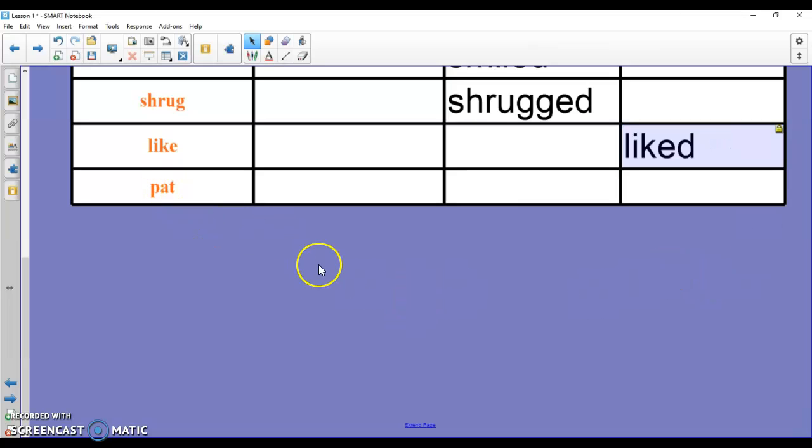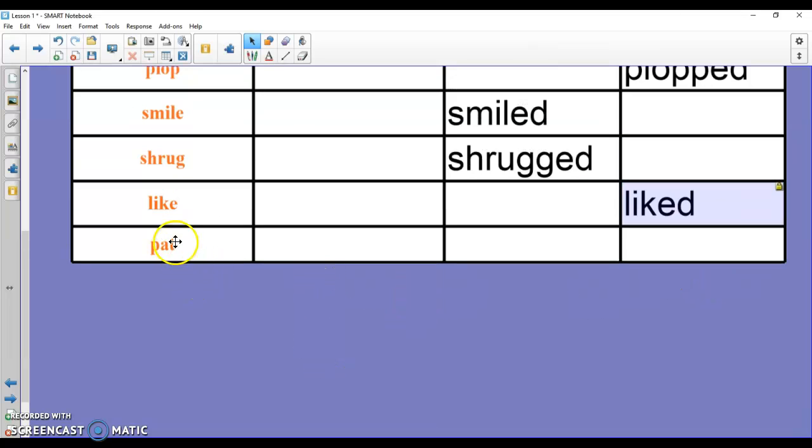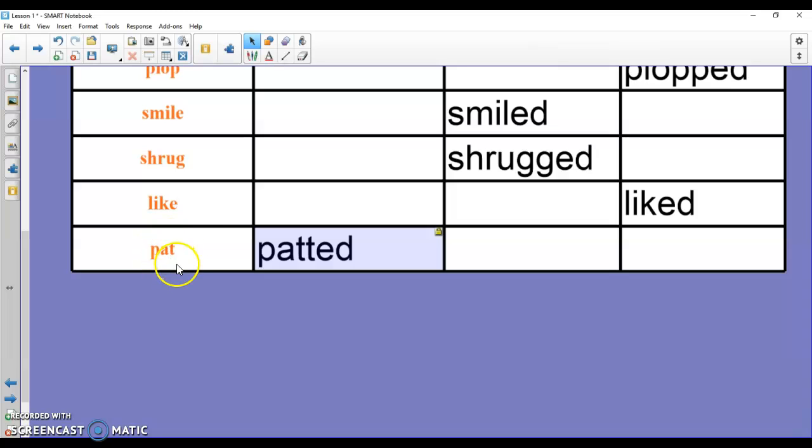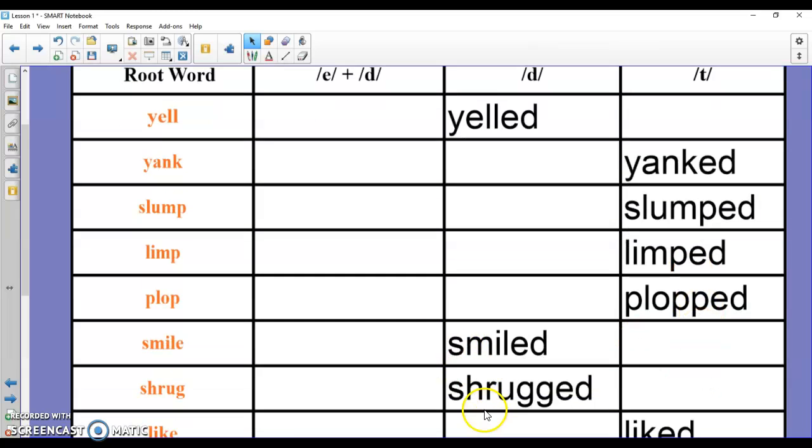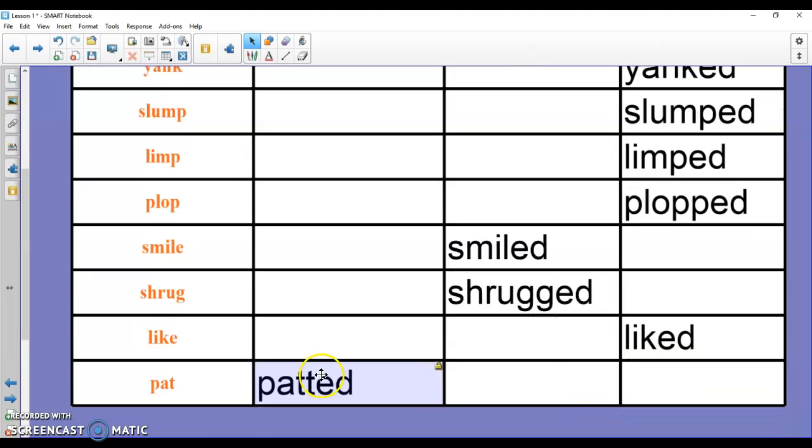And then the last one is pat. Again, T is unvoiced. The T sound is unvoiced. So you're going to hear patted. Because it ends with a T, it's going to be id, ed. And again, we have to double the consonant because there's a short vowel with one consonant, so patted. So if I read these: yelled, yanked, slumped, limped, plopped, smiled, shrugged, liked, patted.